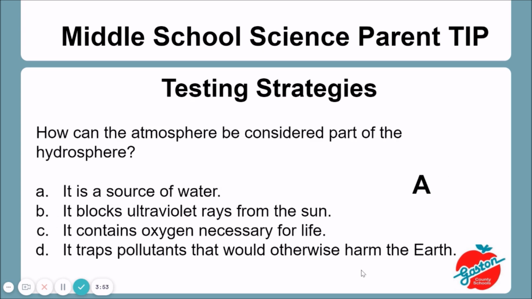Before moving on to another multiple choice question, ask yourself, is option A in this case really the answer? Can I justify this? The answer is yes, because the atmosphere is considered a part of the hydrosphere as it contains water. If you are sure of this answer, then do not hesitate to choose it.